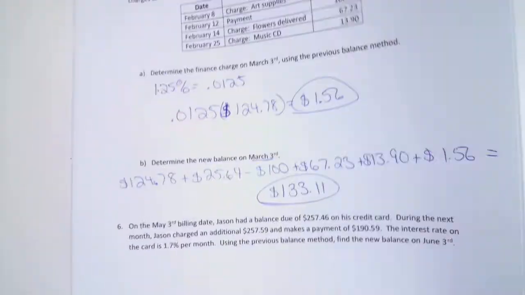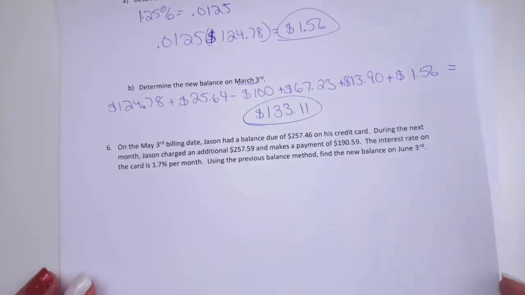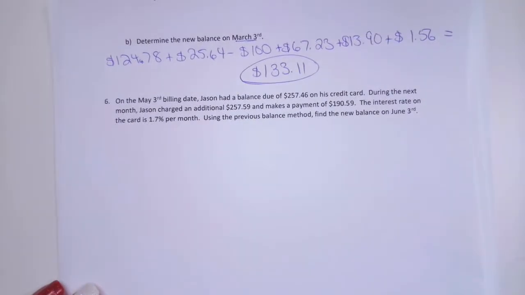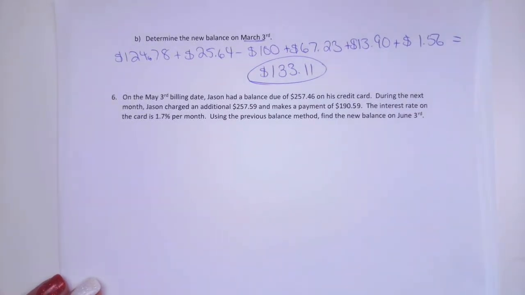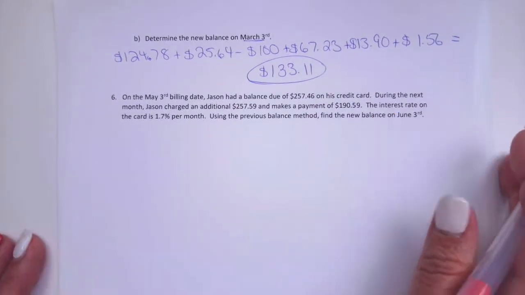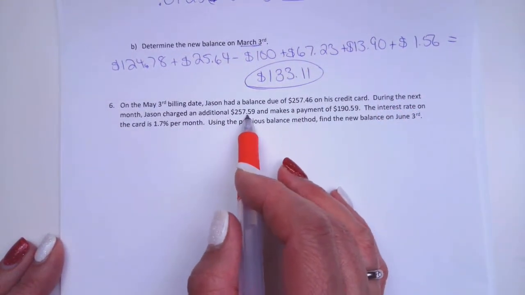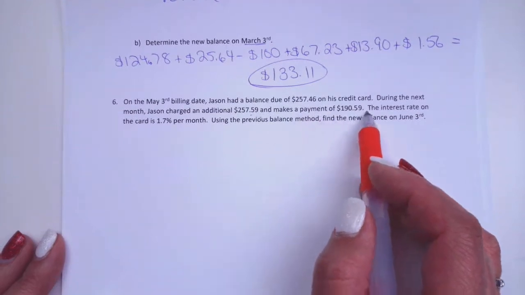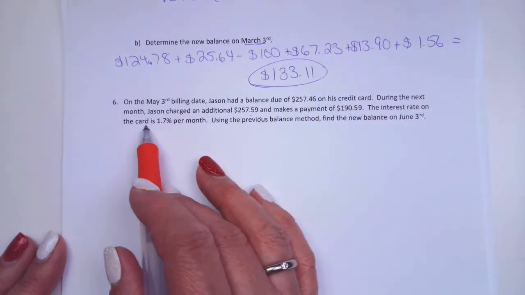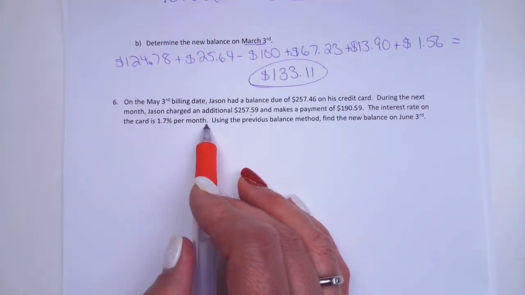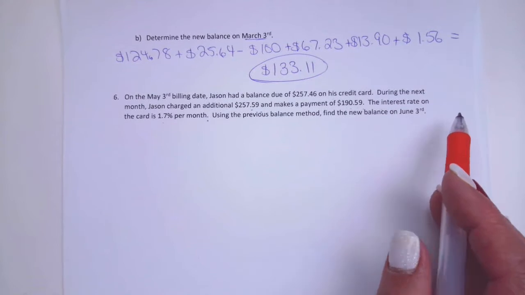Okay, number 6. On the May 3rd billing date, Jason had a balance due of $257.46 on his credit card. During the next month, Jason charged an additional $257.59 and makes a payment of $190.59. The interest rate on the card is 1.7% using the previous balance method. Find the new balance on June 3rd.